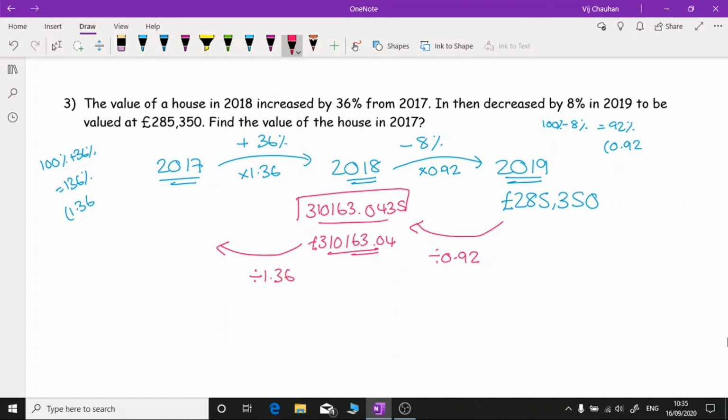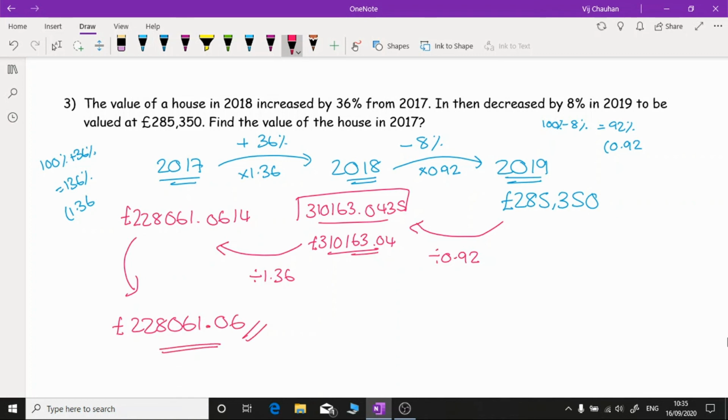So I do the same, and if I've left it in my calculator, I can use the exact same answer. So just divide that number by 1.36, and I get an answer of 228,061.0614. Now again, rounding this number to 2 decimal places, which is what you always should do with money questions, I get that as my final answer.